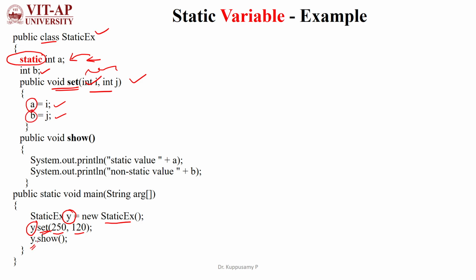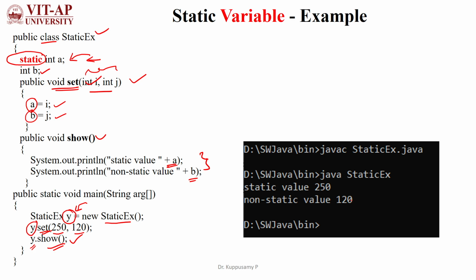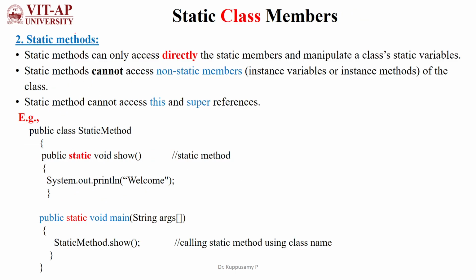Then we use the same object variable y to call another method show. The show method has two statements, just displaying the values of a and b. The output we get after running the program static ex is: static value is 250, non-static value is 120. Why are we saying this is the static value? Because the variable a is static. Okay, so this is the static variable example.